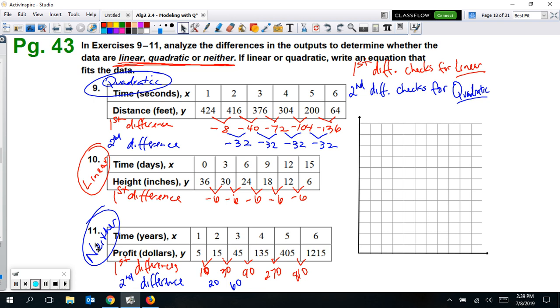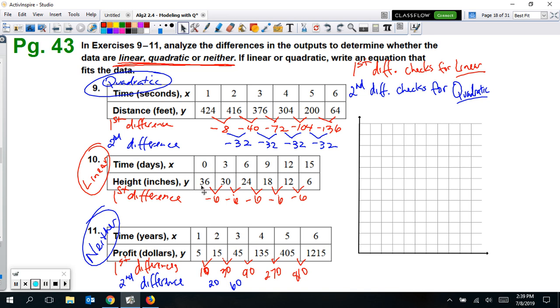Now, if we were to write an equation that fits the data, the linear one on the second problem is going to be y equals mx plus b. We'd need to know the form of it. For the quadratic, we'd want to figure out maybe the vertex. I'm not going to spend time doing that on these, but that's what we could do. The linear would obviously be a little easier than the quadratic. We wouldn't do anything with this one because it's neither. But we could definitely do the linear one pretty well.